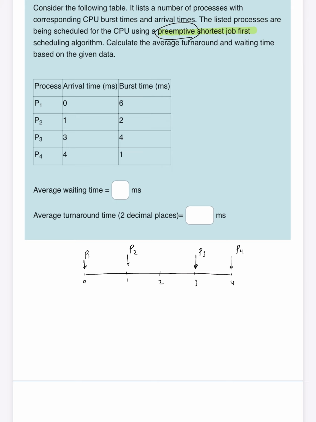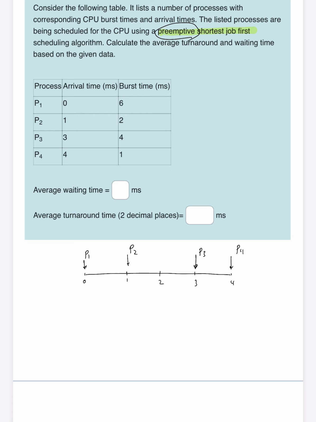Don't forget, this is preemptive shortest job first, and it is very important to know that, because with a preemptive algorithm, at any given time, we are able to stop the process and give the CPU to another process. It means that we can switch between different processes based on their burst time.